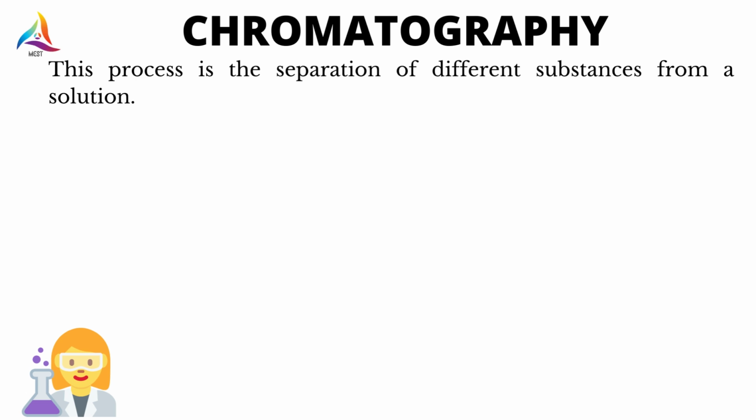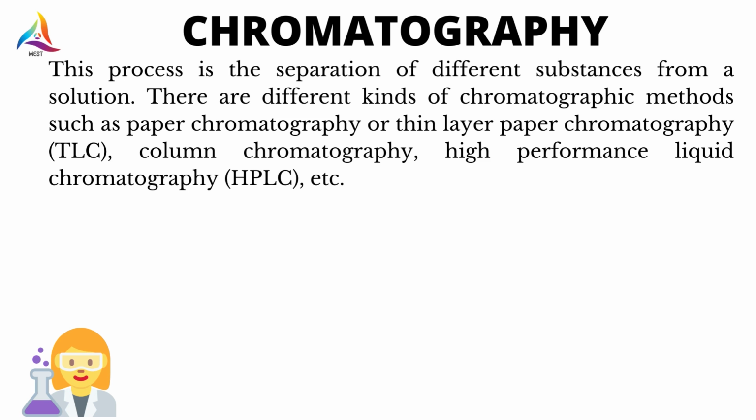Chromatography. Separation of different substances from a solution. The stationary phase and mobile phase are included in the chromatographic method. There are different kinds of chromatographic methods such as paper chromatography, thin layer chromatography, TLC, column chromatography, high-performance liquid chromatography, HPLC, and so on. Before using column chromatography, TLC is used to identify the materials in the mixture.